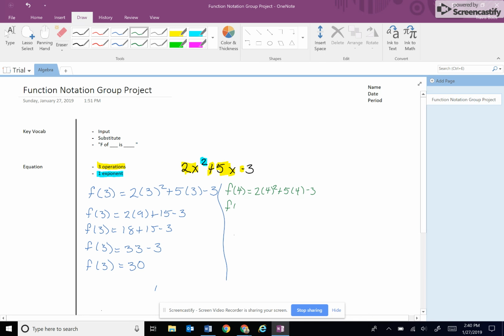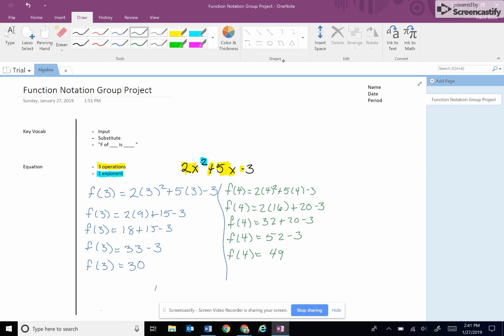Let's go ahead and simplify. 4 squared is 16. 5 times 4 is 20. Notice I'm kind of doing 2 steps in that first line, and that's okay. 2 times 16 is 32. 32 plus 20 is 52. And finally, 52 minus 3 is 49. So I had the input of 4, and I've got an output of 49. So I know that f of 4 is equal to 49.